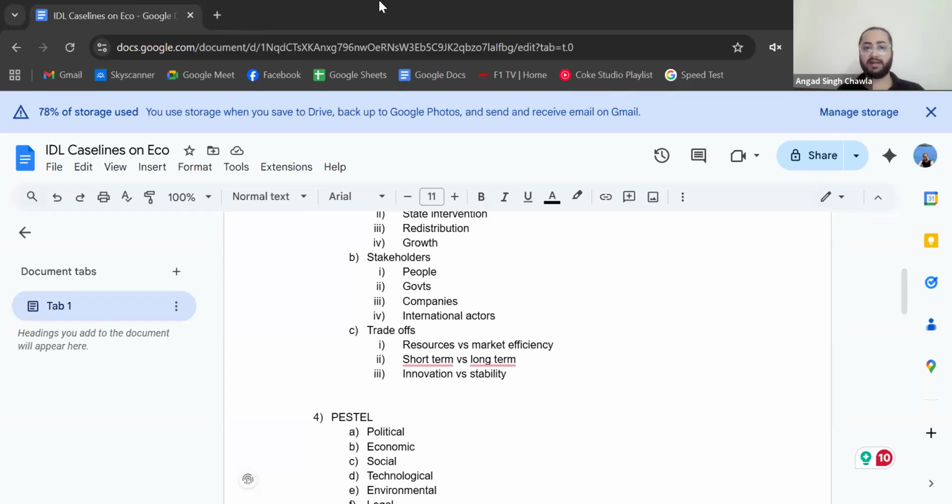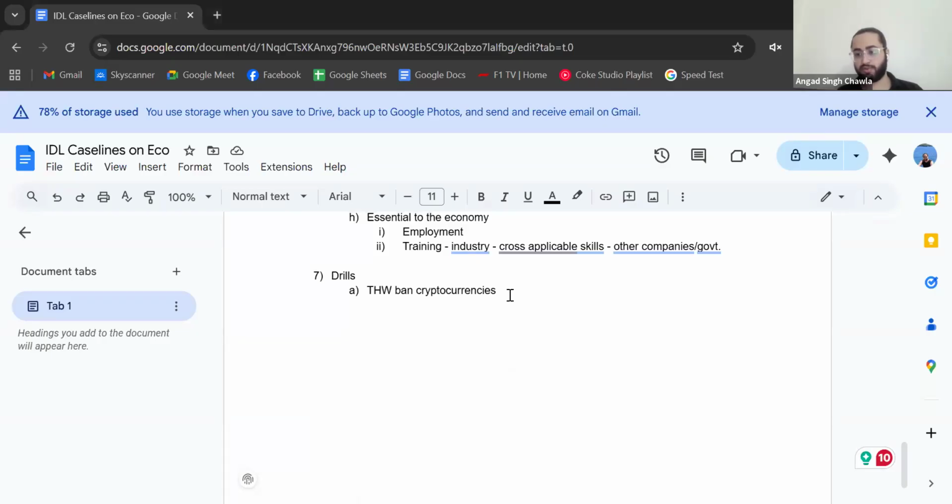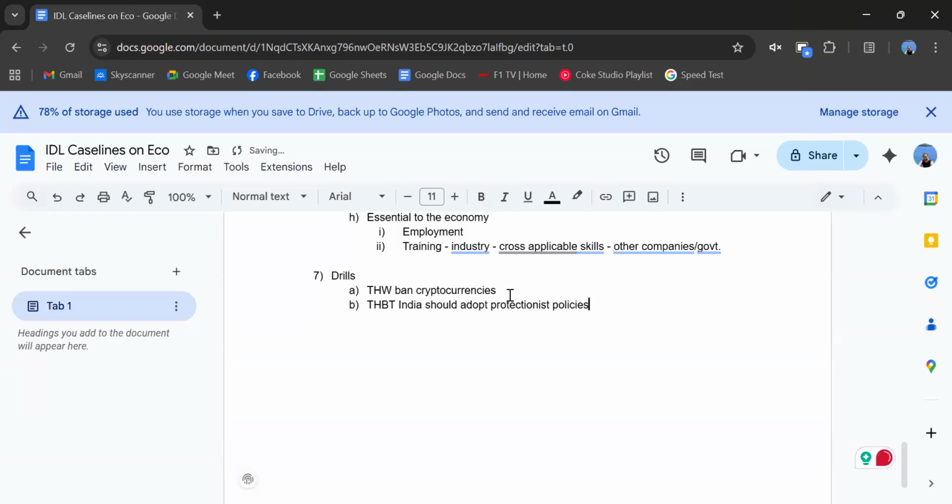Okay, cool. So that's one motion done. Let's talk about one more motion before we wrap this workshop up. We'll say that this house believes that India should adopt protectionist policies.